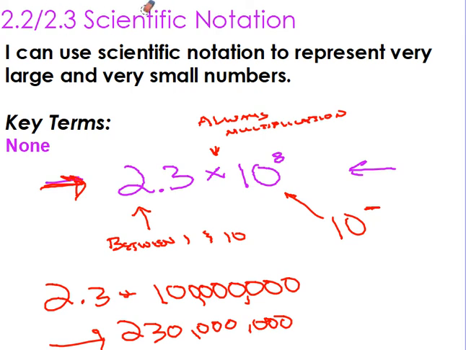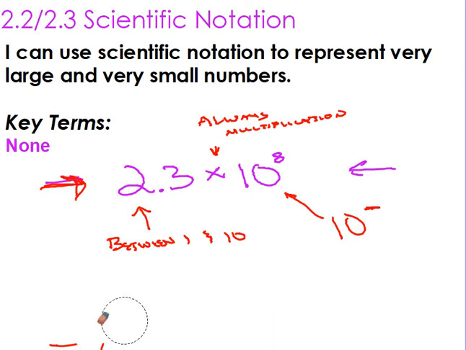So what I mean by that is this is to the 8th power. Okay, so I'm going to erase some of this so you can rewrite it. So this is to the 8th power. So because this is to the 8th power, that means I'm going to move my decimal to the right 8 times.